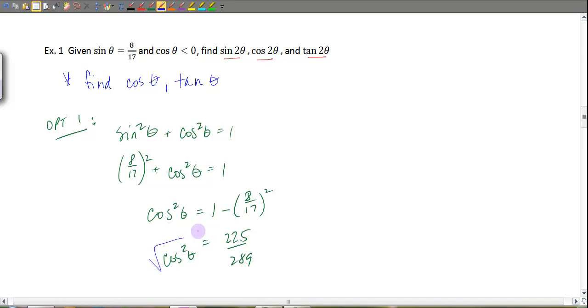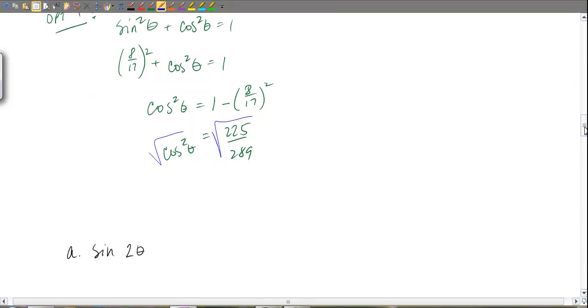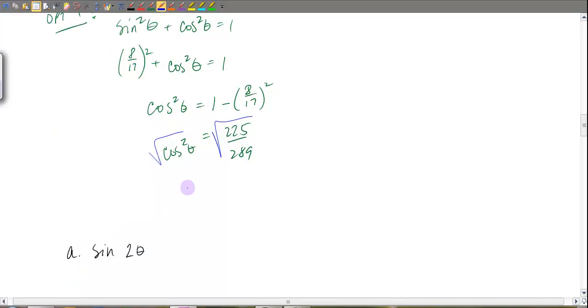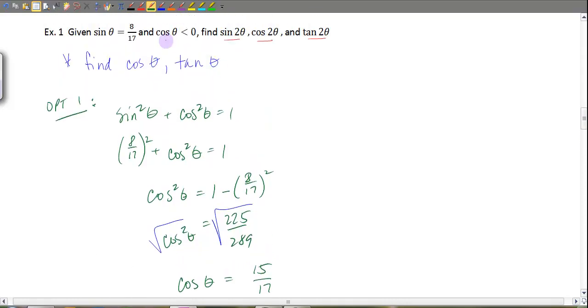But I need to take the square root of both sides, and I can do that in the calculator. So I'm going to say second square root of that thing up there, and I want to do math frac enter. And it gives me back 15 over 17. So I know that cosine theta is 15 over 17, but let's go back up here because I covered it up. Cosine is less than 0, so in other words, cosine is negative. Now that's one way for you to be able to find cosine.